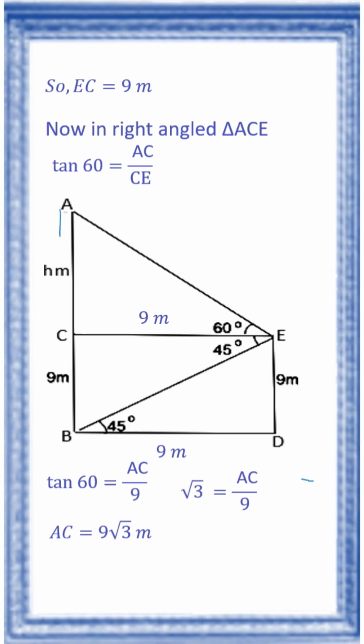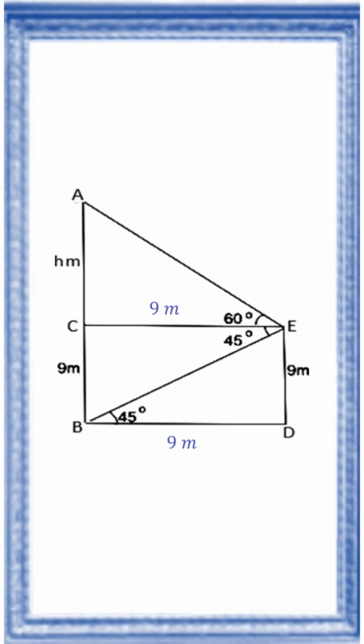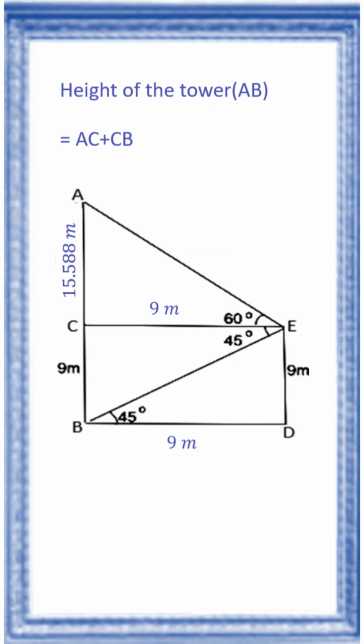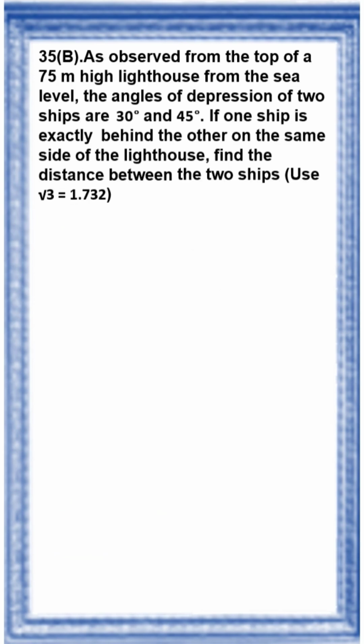This much height. But we have been given that root 3 is equal to 1.732. So AC is equal to 9 into 1.732, that is equal to 15.588 meter. So the height of the tower, that is AB, is equal to AC plus CB. AC is 15.588, CB is 9, which is equal to 24.588 meter.